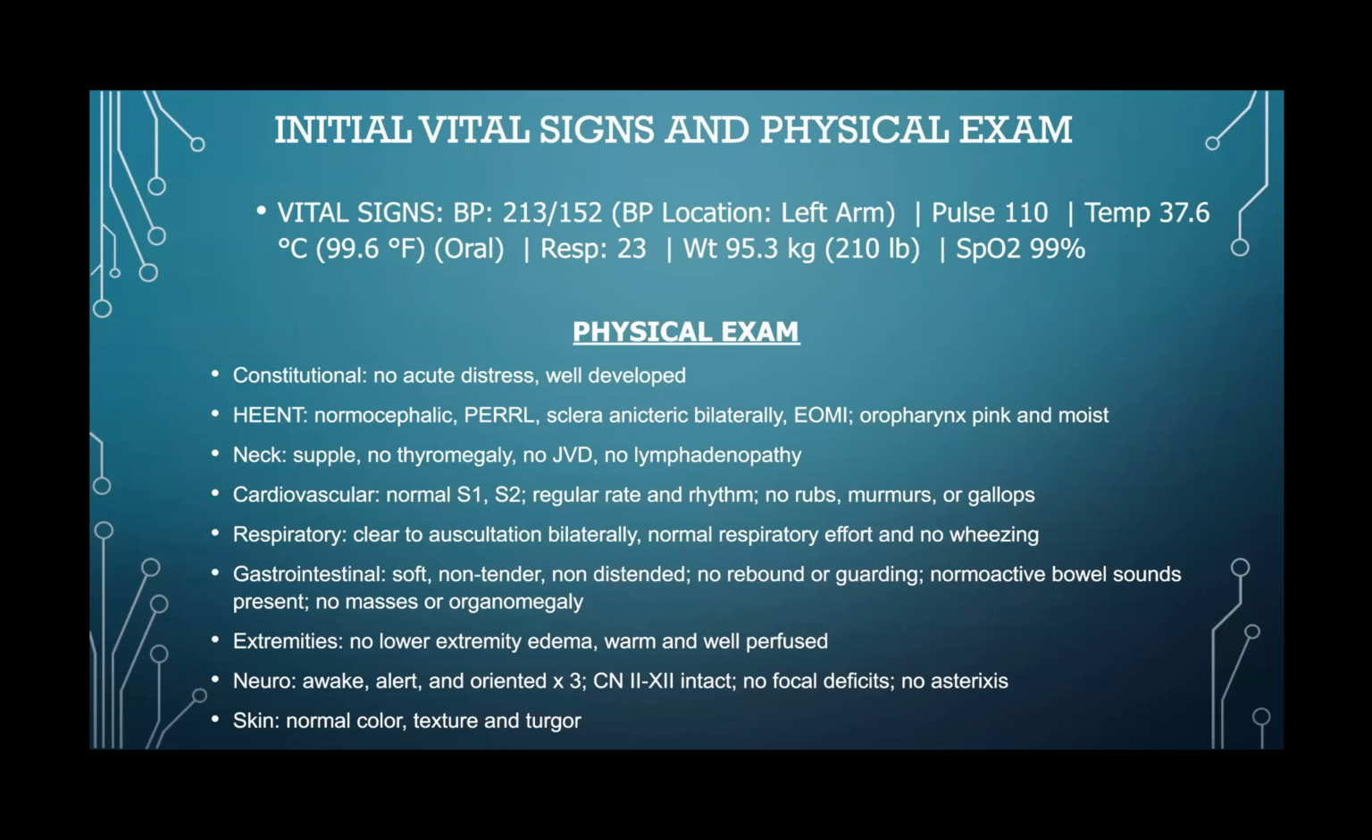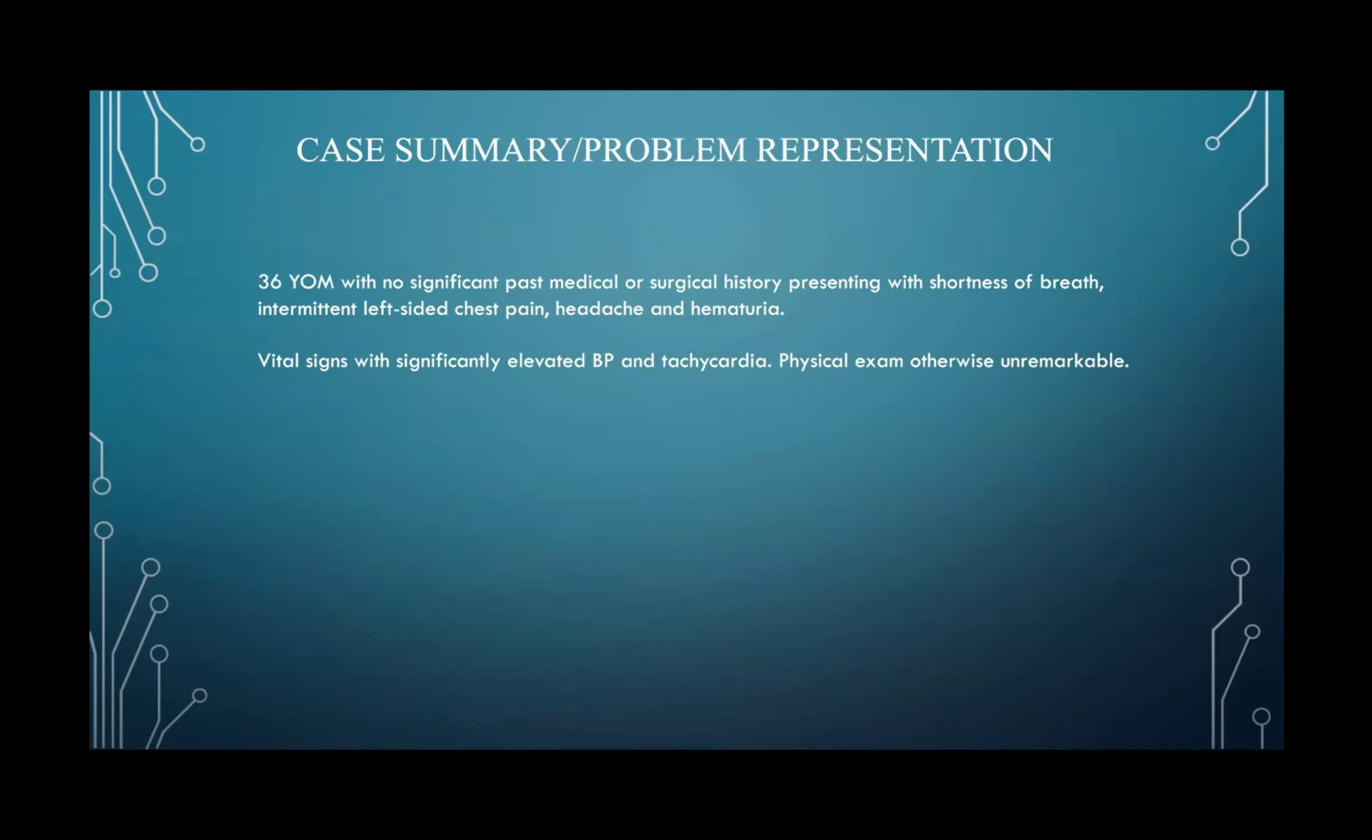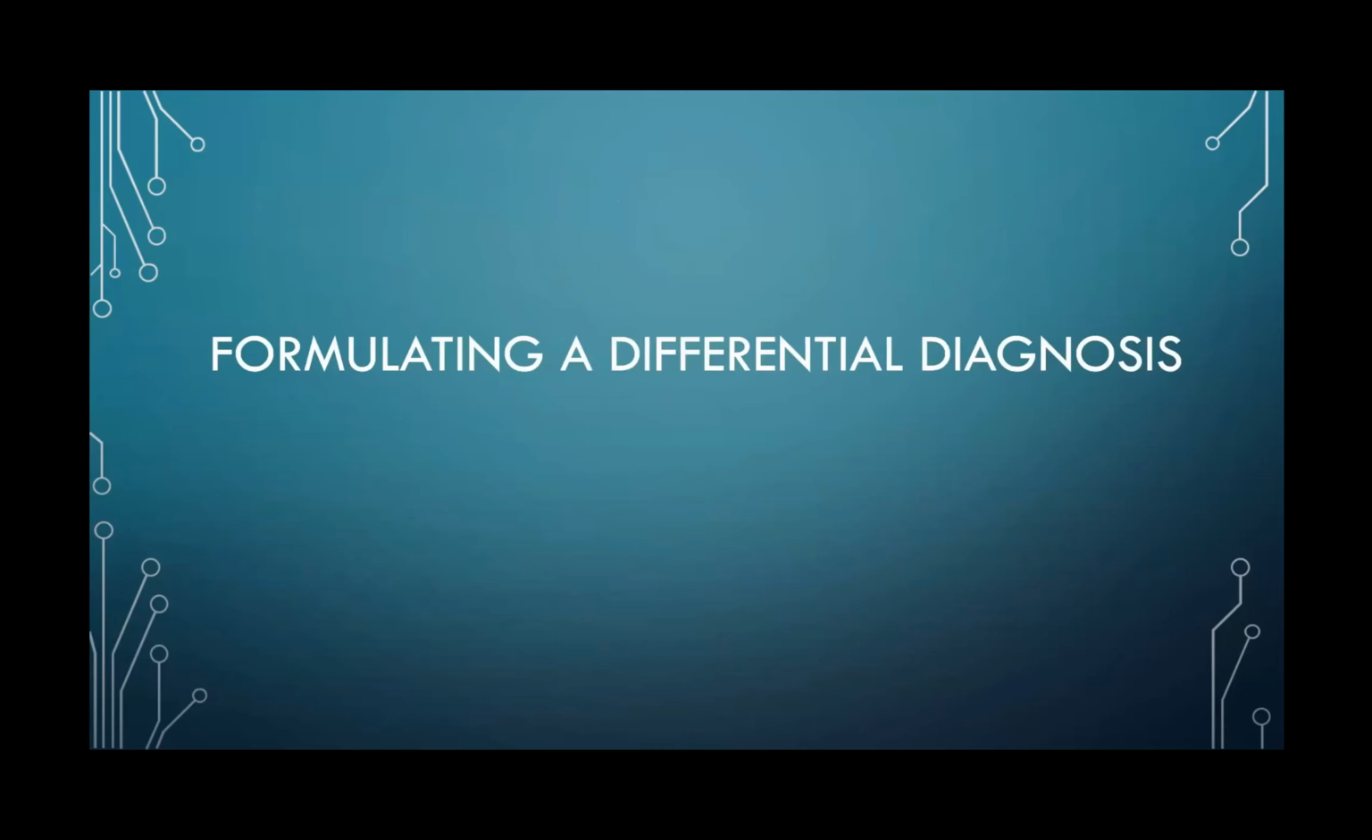Okay, that was a good summary. Thanks, Galit. So, a 36-year-old male, no significant past medical or surgical history, coming in with shortness of breath, intermittent left-sided chest pain, headaches, and hematuria, and vital signs significant for elevated blood pressure and tachycardia, but physical exam otherwise unremarkable. In terms of formulating a differential diagnosis, say this is a patient you encountered in the ED, you're on night float, or this is an admission you have to do. What are you thinking? What is going on with this patient? What are your possible differentials?